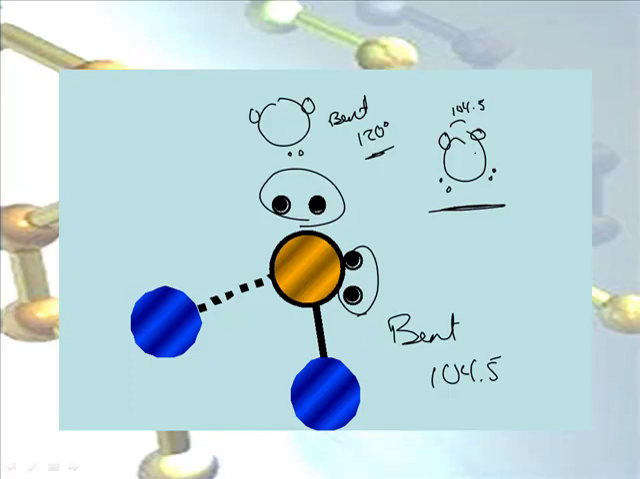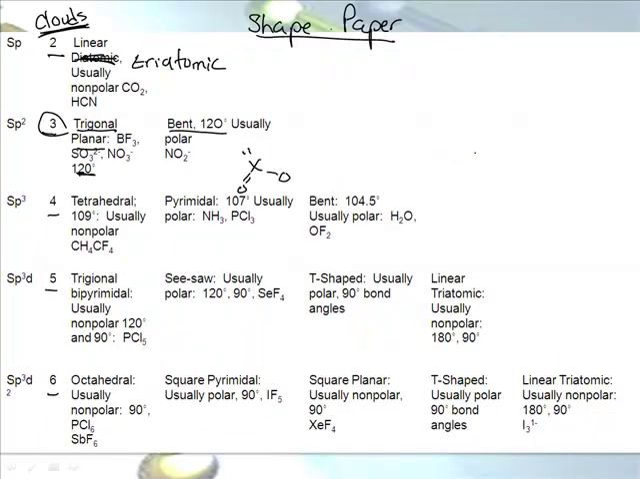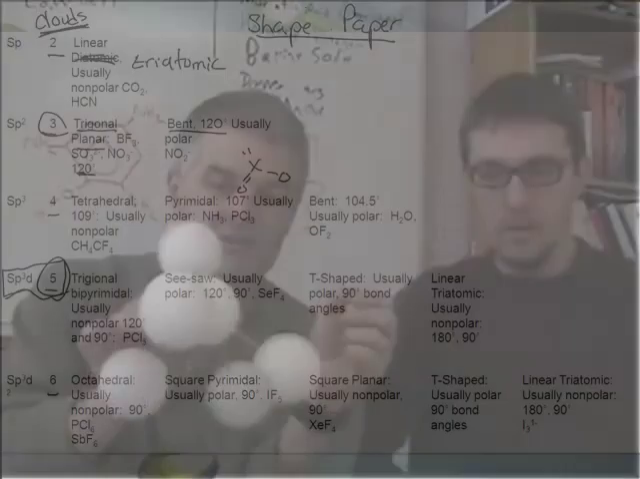Okay, now, you've before only learned about 2, 3, and 4 cloud species if you were in class last year. Now we want to learn about ones that violate the octet rule. So these are going to be trigonal, or they're going to be 5 cloud species.